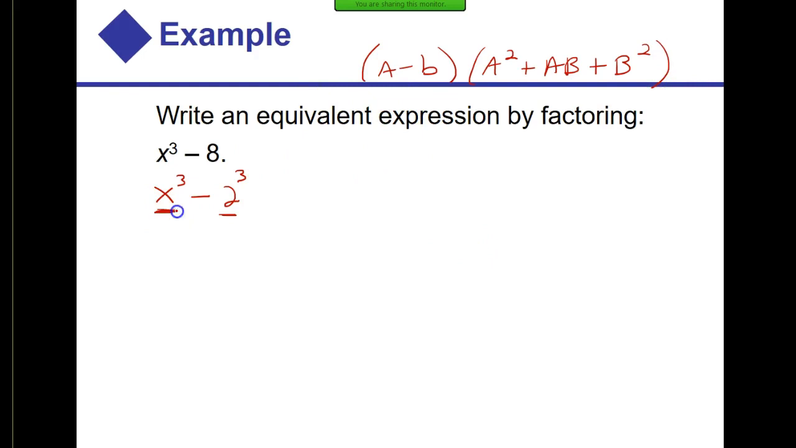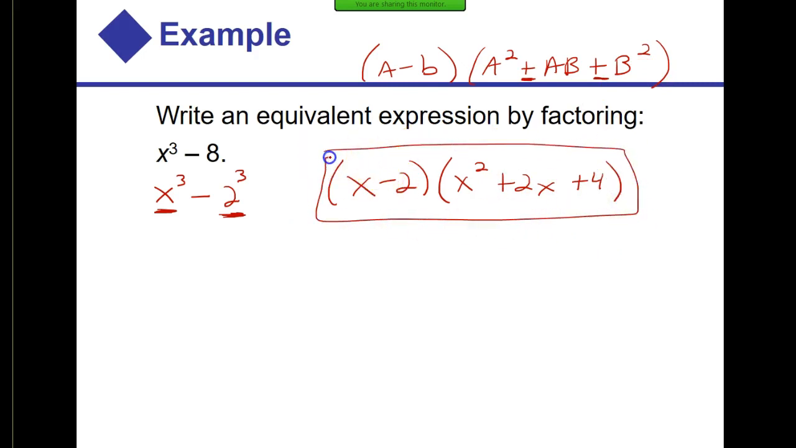Now I plug these in. I plug in x everywhere I see an a, I plug in 2 everywhere I see a b. So x minus 2. And then x times x is x squared. And multiply the 2 together. So just the 2, not the sign here. I already know what the sign is going to be. So 2 times x is 2x. And the last one, 2 times 2, is 4. And that's as far as you can go with a difference of cubes.